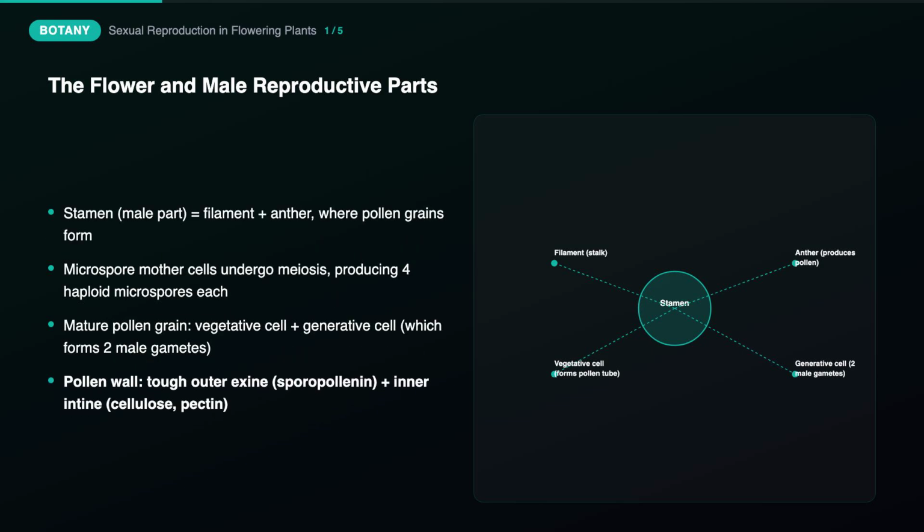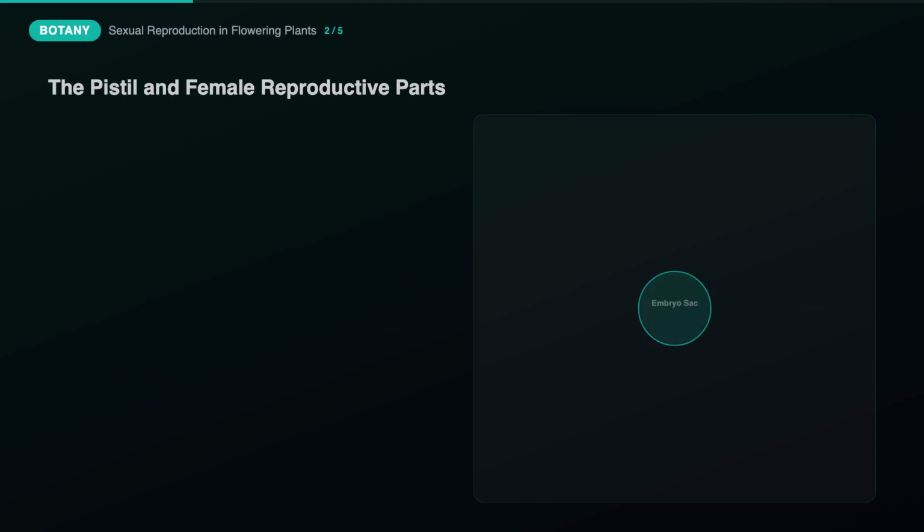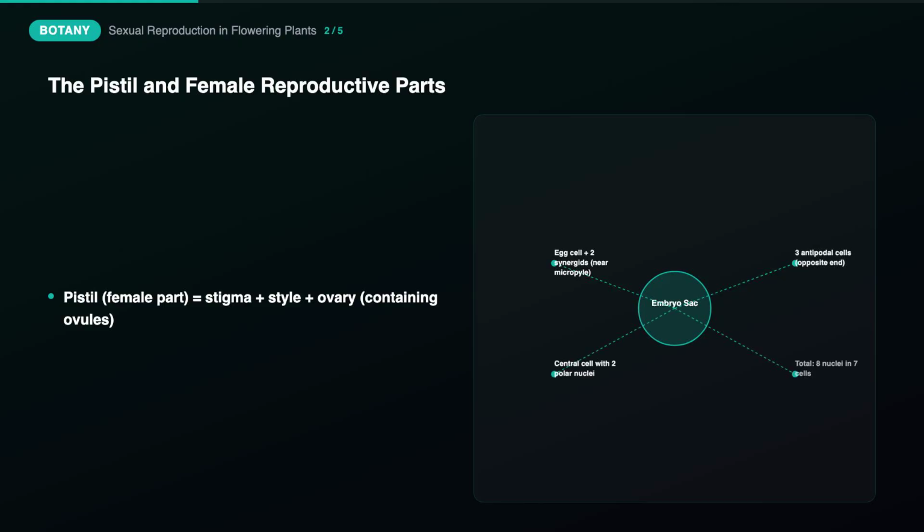The pollen grain wall has 2 layers, an outer exine, made of an extremely tough and resistant material called sporopollenin, which is why pollen grains fossilize so well, and an inner intine, made of cellulose and pectin. The female reproductive part is the pistil, or carpel, consisting of the stigma, where pollen lands, a style connecting it to the ovary at the base, which contains 1 or more ovules.